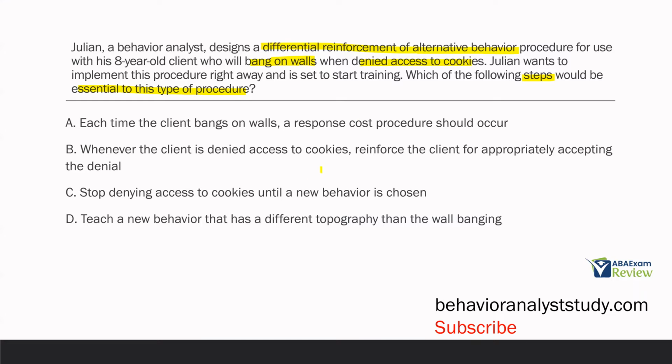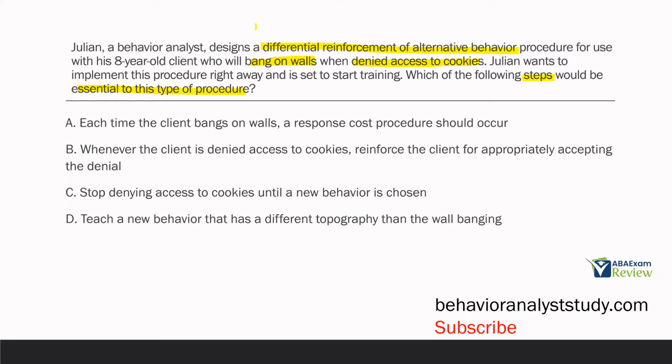B, whenever the client is denied access to cookies, reinforce the client for appropriately accepting the denial. Okay, so if we deny access to cookies and the client appropriately accepts the denial, well, we can reinforce that and teach that as the alternative behavior. B looks pretty good.